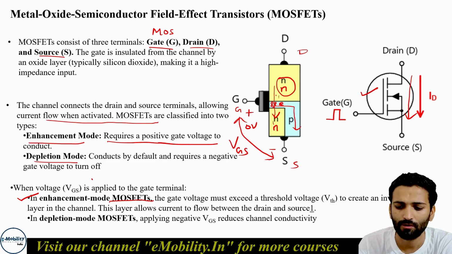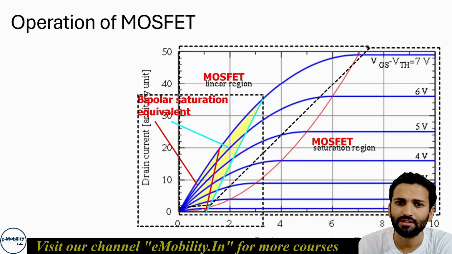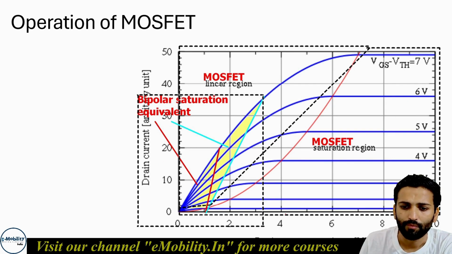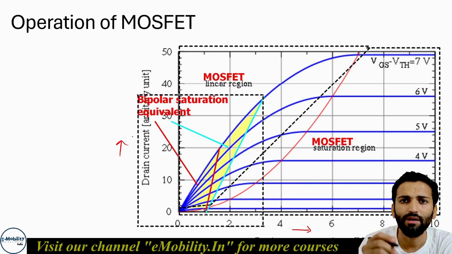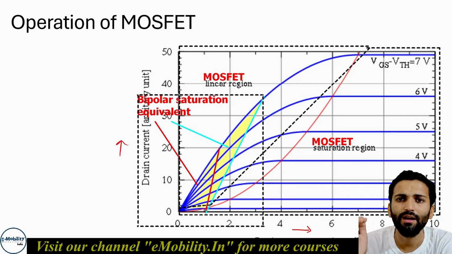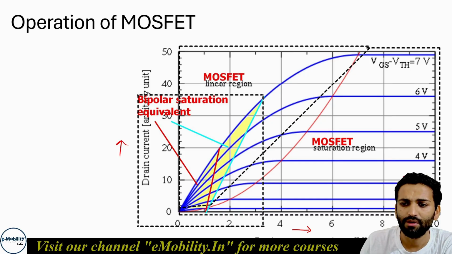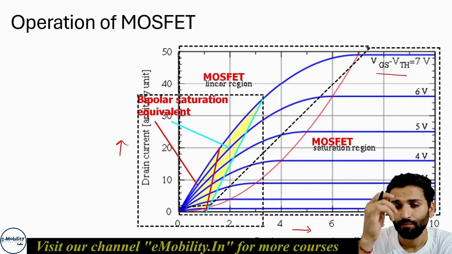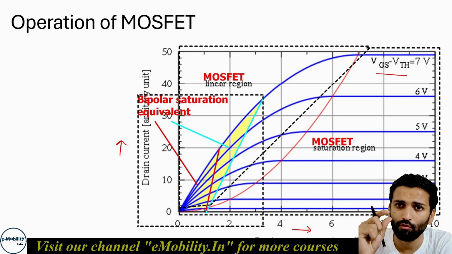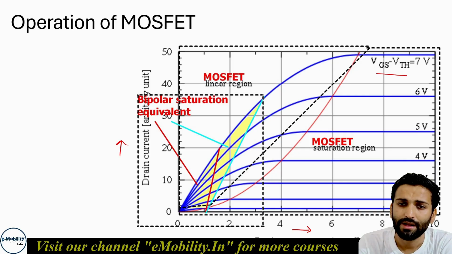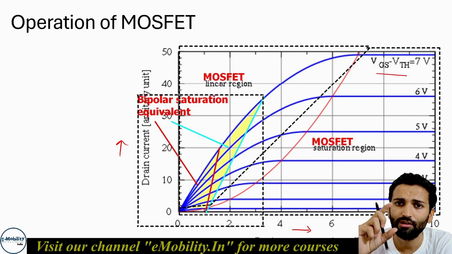So this is the basic characteristic of the MOSFET: as the drain to source voltage is increased, the drain current also increases, but it gets saturated as soon as the VGS is more than the V threshold. There is an elementary voltage above which the drain to source current becomes saturated. That saturation region is used for switching.